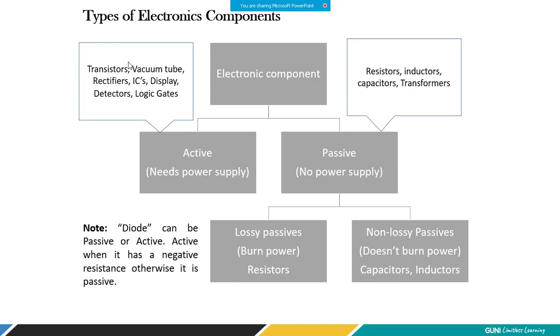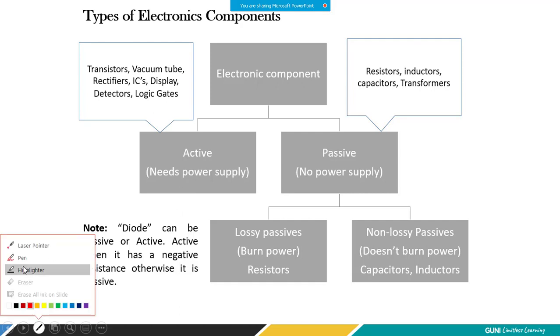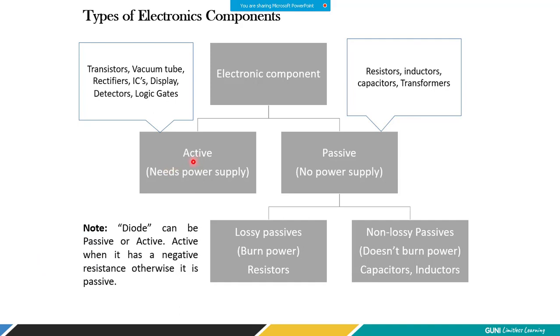So basically, when you look at electronics components, you will see two categories. One is the active and the second one is the passive, right? So here you can see one is the active and another one is the passive. So there are two categories of electronics components. Now you may have a question, what comes in the passive? The passive components do not require any power supply. For example, resistors, inductors, capacitors, transformers are examples of passive components.